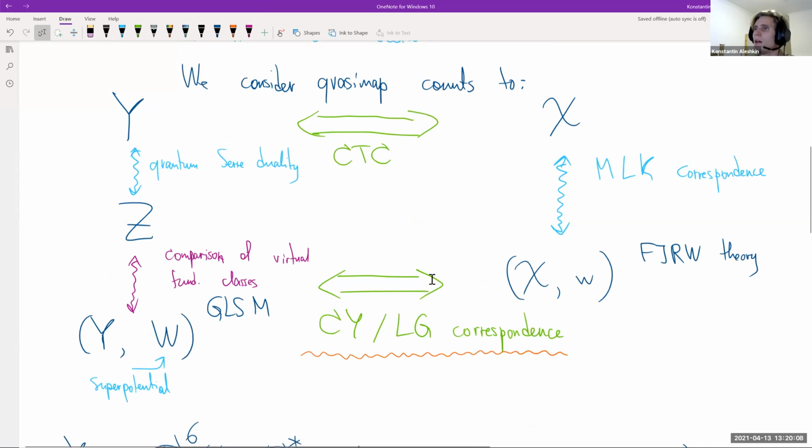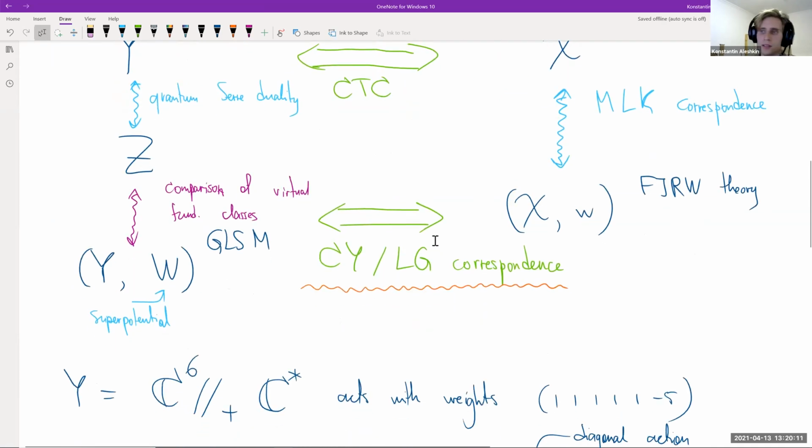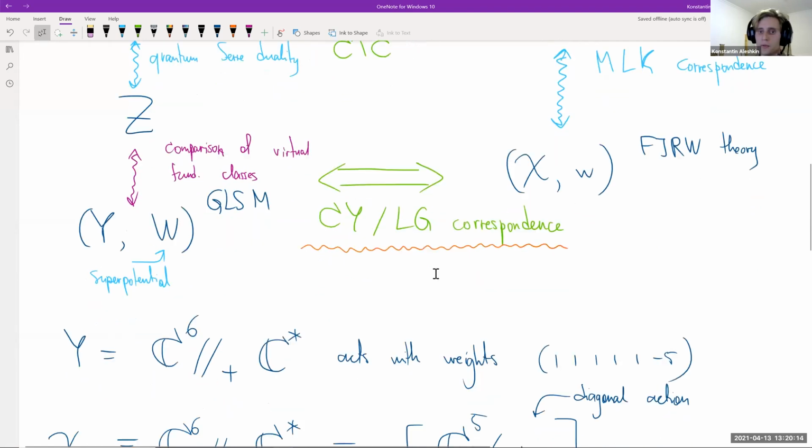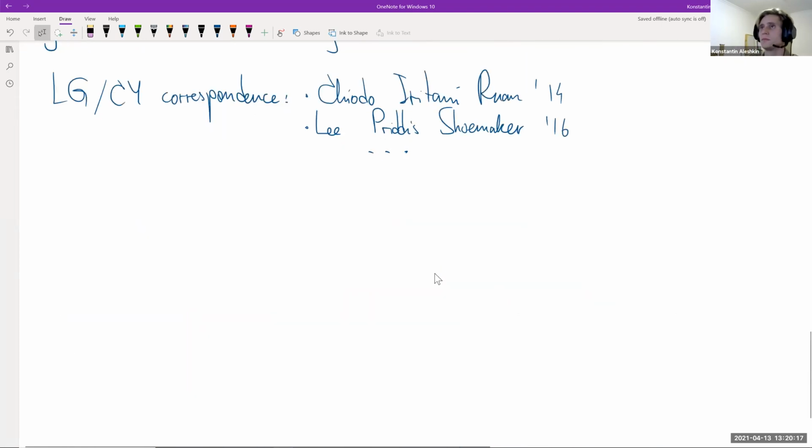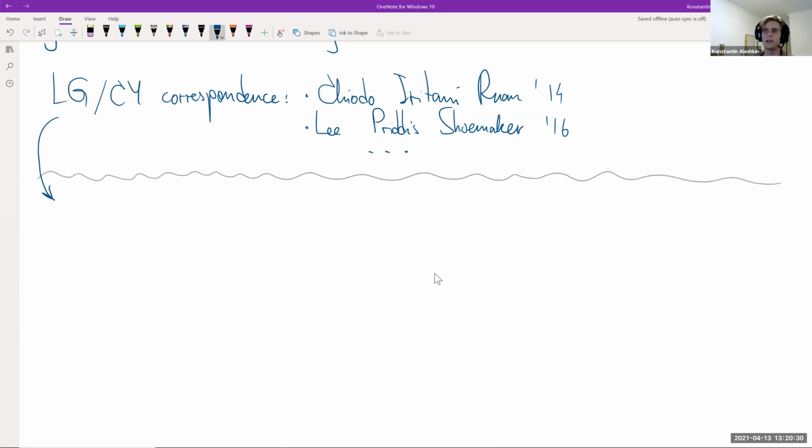So now I want to talk more about the thing I'm interested in, this Calabi-Yau/Landau-Ginzburg correspondence. There are different ways we can compare enumerative theories, and the input we will take is going to be basically I-functions. Those are some generating series of enumerative invariants.